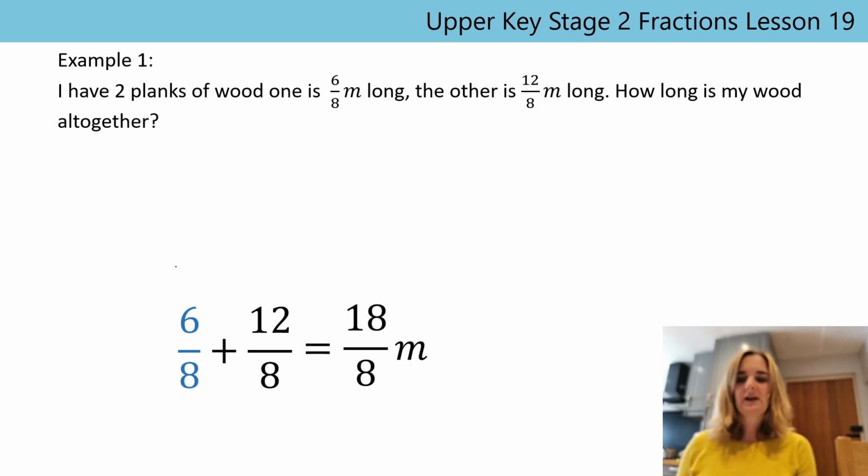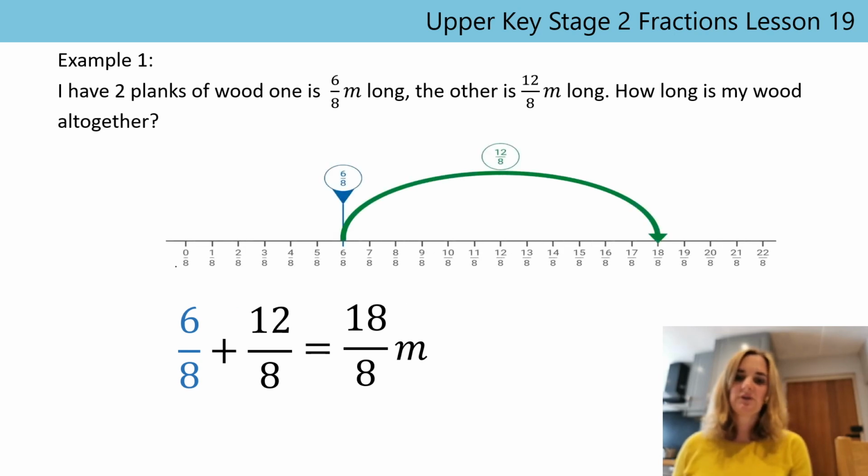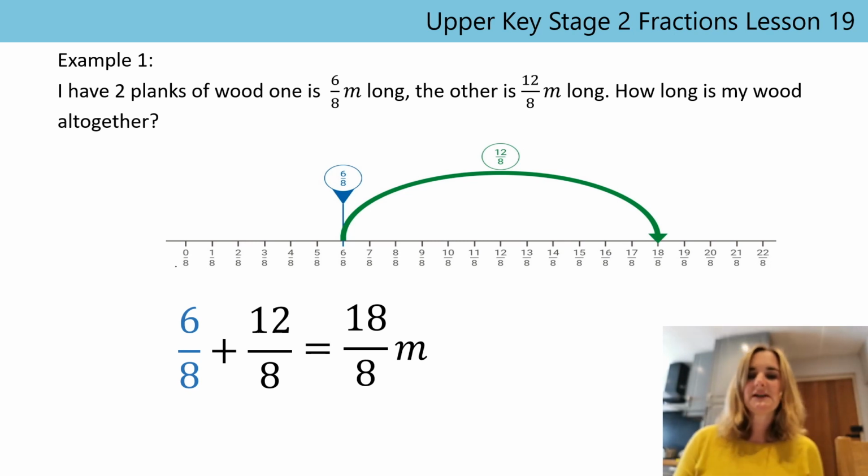Altogether, we have 18/8, which I've shown you on a number line here. We've jumped from 6/8, we've jumped on 12/8 to land on 18/8. Is this going to be our final answer? What could we do? Could we use the method from yesterday where we simplify first and then we change it to a mixed number? Or would you prefer to use the method where we change it to a mixed number first and then simplify? The choice is yours.